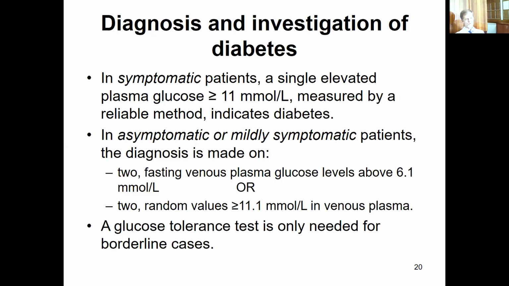If sugar levels, fasting glucose, are more than 6.1 millimoles per liter, you may say that this is diabetes mellitus. Or two random values more than 11.1 millimoles per liter in venous plasma. Again, we talk about asymptomatic or mildly symptomatic patients.